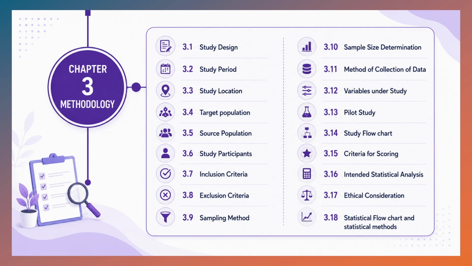It will have the subsections like study design, study period, study location, target population, source population, study participants, inclusion criteria, exclusion criteria, sampling methods, sample size determination, method of collection of data, variables under study, pilot study if it is needed, study flowchart, criteria for scoring, intended statistical analysis, ethical consideration, and statistical flowchart and statistical methods.